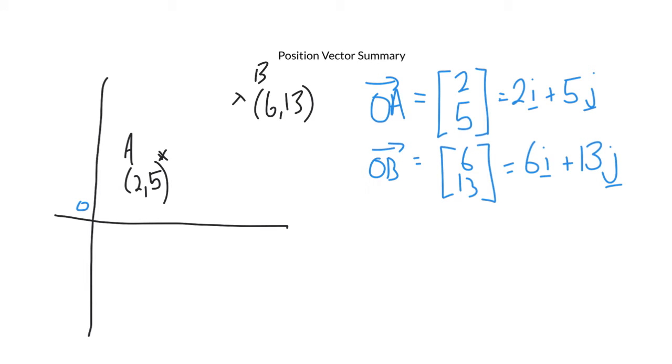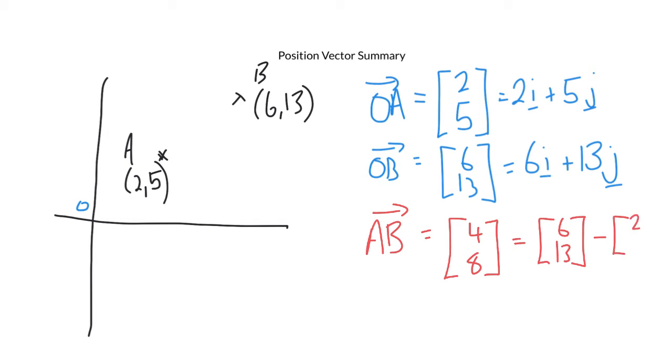Now, if I want to work out how to get from A to B, so the displacement vector AB, well, you can do that from the diagram. So how do I get from 2 to 6? I have to go across 4. And how do I get from 5 to 13? I have to go up 8. Now, another way of getting those numbers: to get the 4, I did 6 take away 2, and to get the 8, I did 13 take away 5. So I did this vector here, take away this vector here.